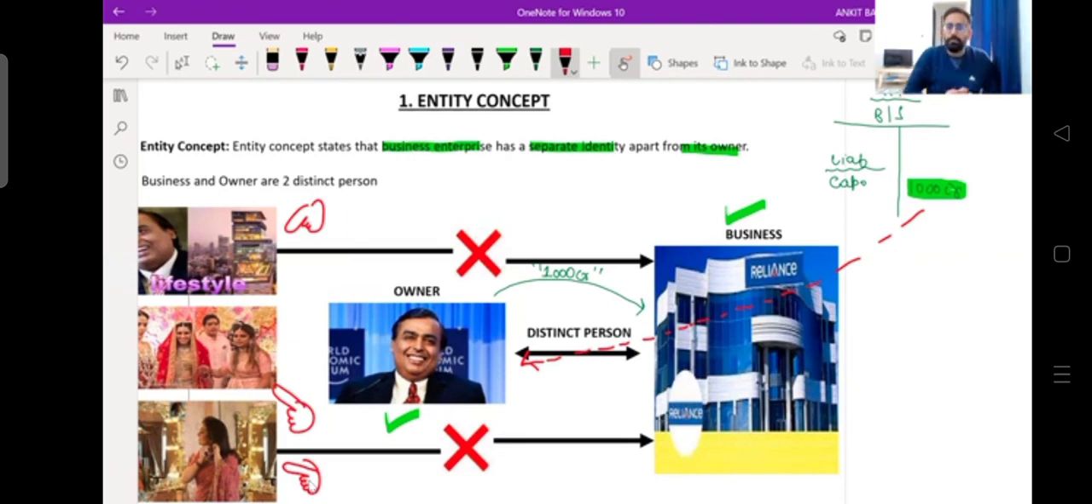Here, this is going to be personal expense. These personal expenses can't be recorded in the books of Reliance Limited. Suppose he has constructed a house whose total cost is 500 crore rupees. Reliance Limited can't show this house as an asset in its balance sheet because it is a personal transaction. Personal transactions can't be recorded in the books of Reliance Limited. This is the meaning of the concept. Whenever you prepare books, you have to keep in mind that the owner of the business and the business are two distinct persons.